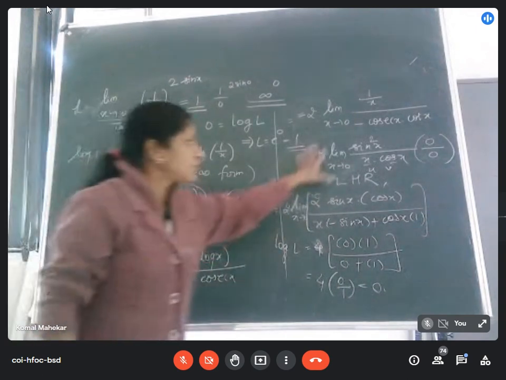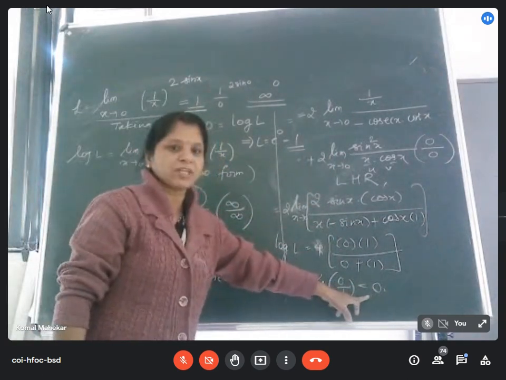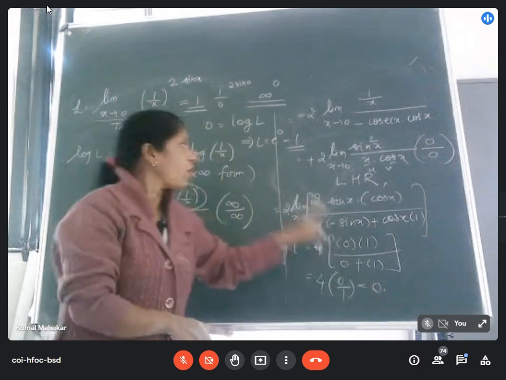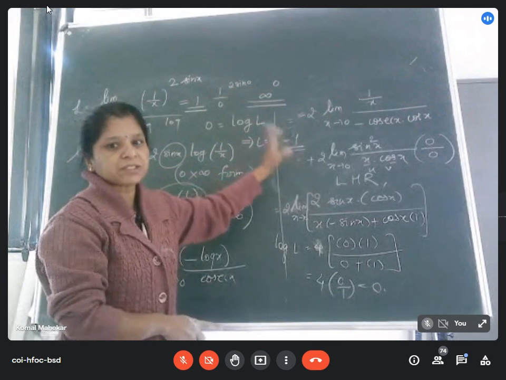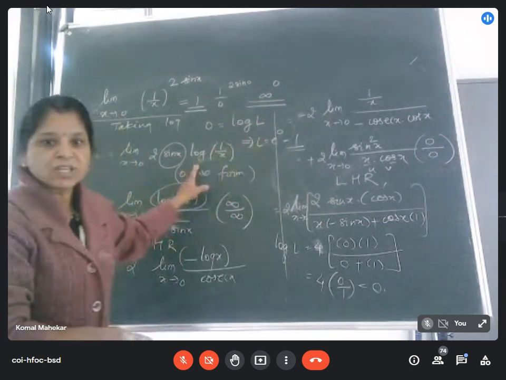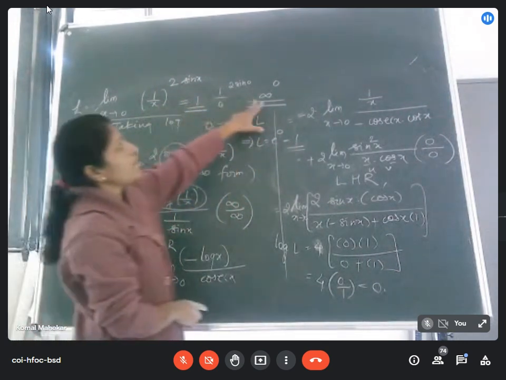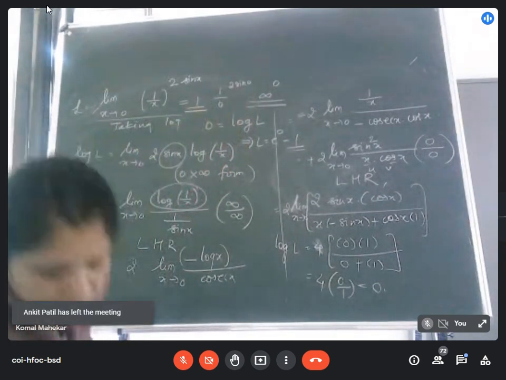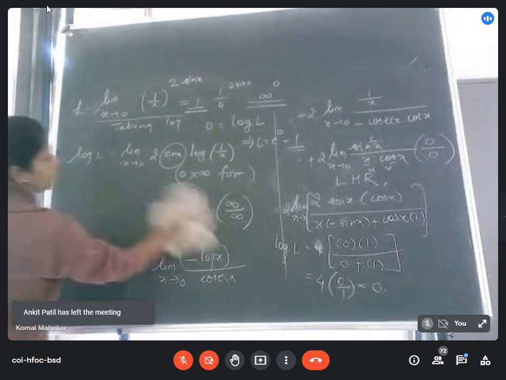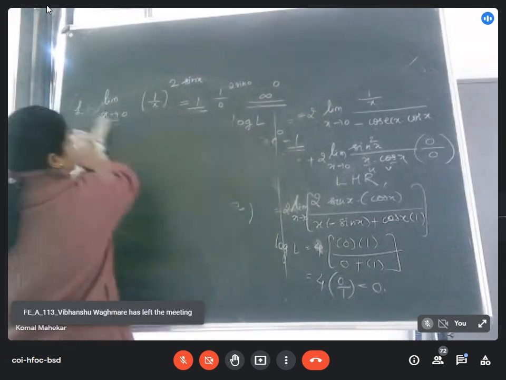Because after solving this right hand side, we are getting 0 value, that is b. So log of L is b. So L will be e raised to b, e raised to 0, that is 1. In this way, we can solve the problems of infinity raised to 0 form. And now the last form is remaining, that is 1 raised to infinity form.